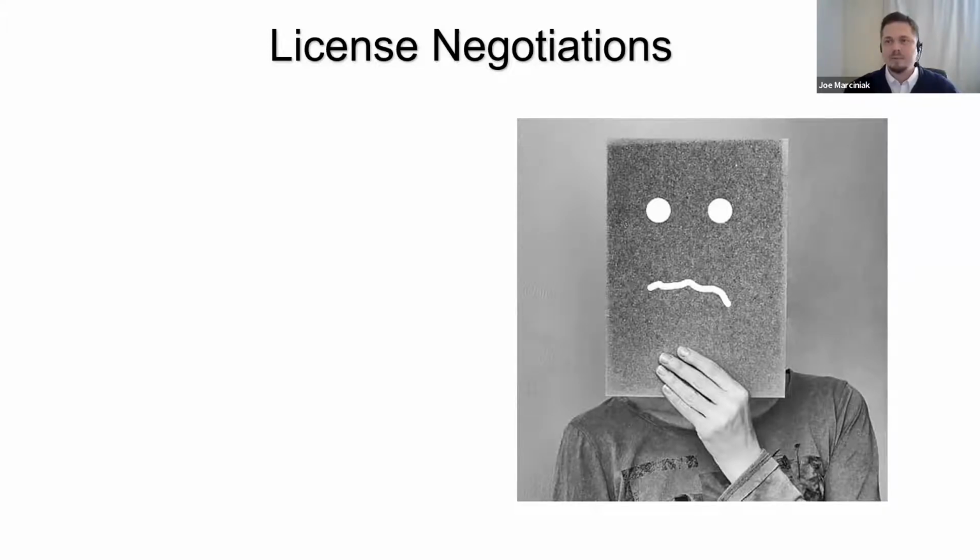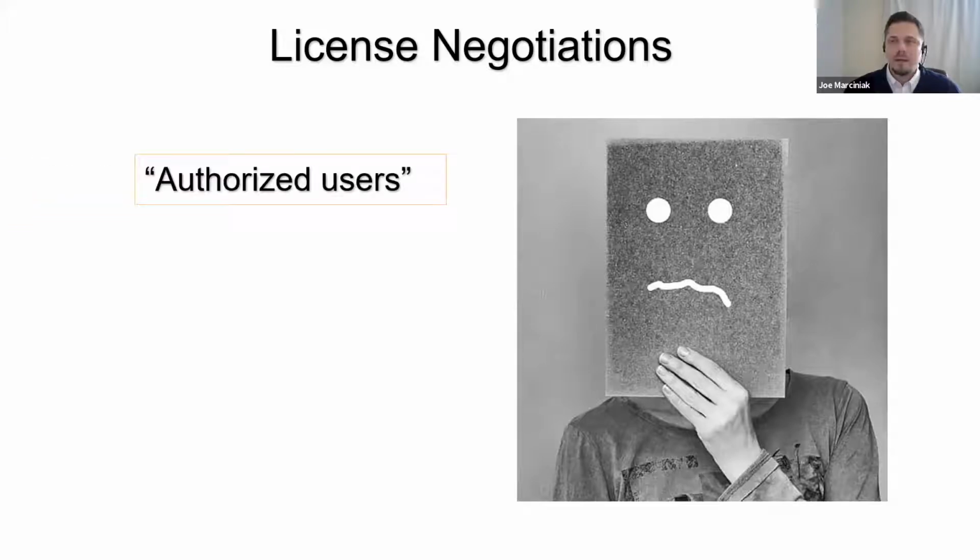Sometimes they have links out to websites, but there's 3 areas that you really need to focus on in a license. Authorized users. This is who is allowed to use the resource. And here you want to make it as broad as possible.